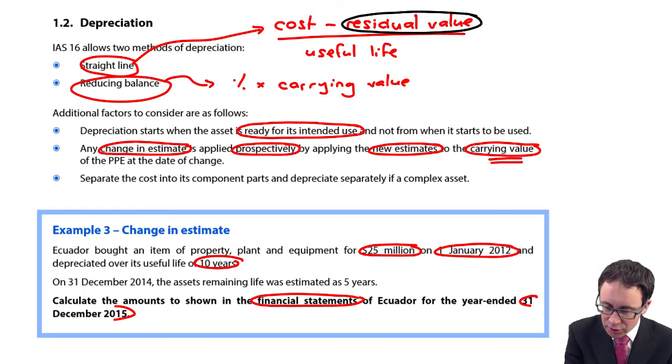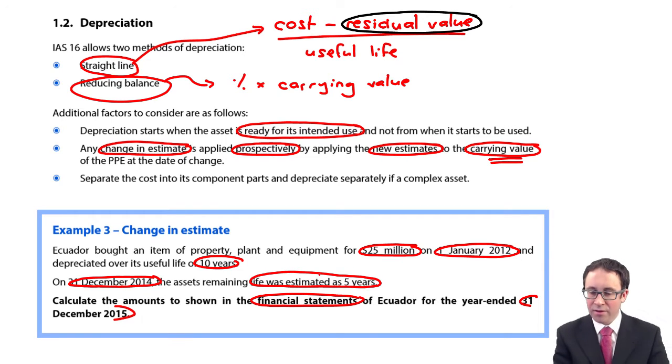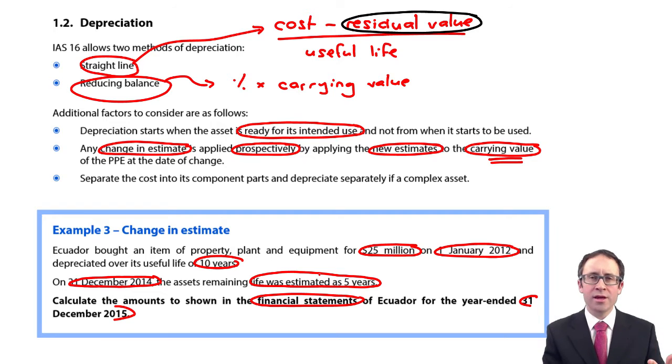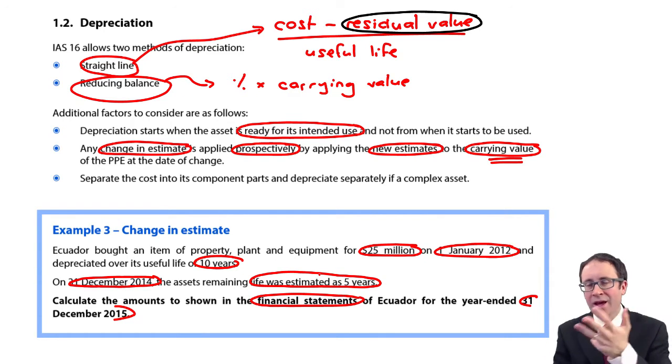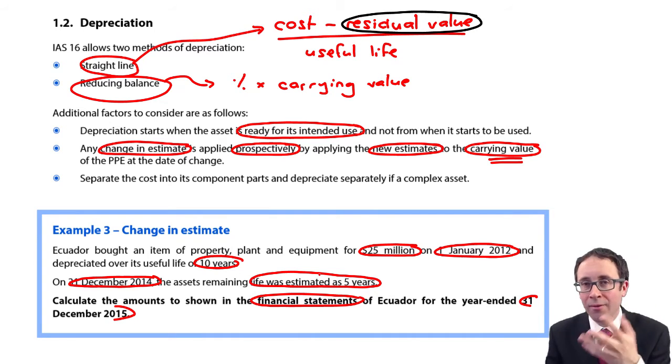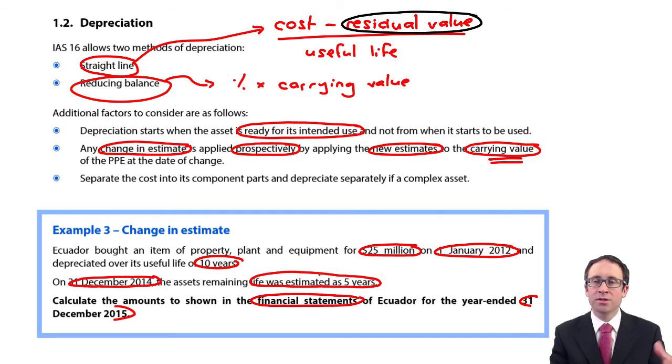However, note that on the 31st of December 2014, the life was re-estimated as 5 years. After 3 years of using the asset, 2012, 2013 and 2014, we realized that the life had changed. There would normally be 7 years left if we've used it for 3, but now they think there are only 5 years left. So we need to change the depreciation prospectively, in this period and in future periods, so we don't do anything about the old depreciation that has been charged.